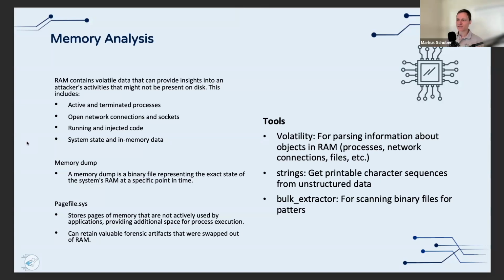If you shut down a system, memory is gone, and we won't be able to get that kind of valuable information anymore, unless it's captured by EDR systems, things along those lines. But if you look into memory, this is what we are looking for and why it's important. And for that, we typically create a memory dump. A memory dump is basically a binary file with the exact state of the RAM of the system at the specific point in time when we took the image.